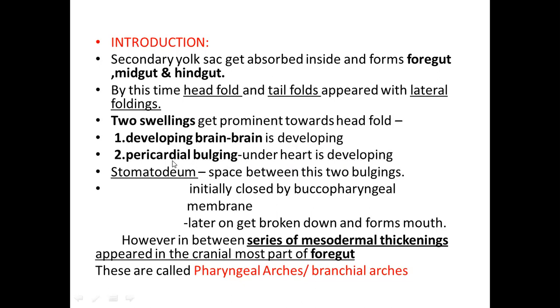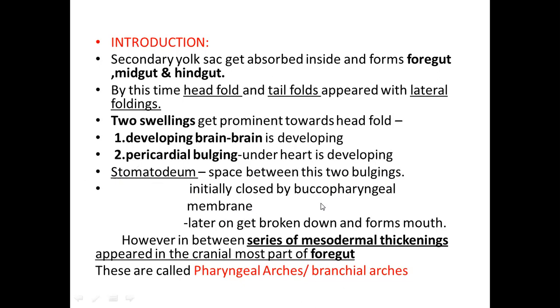Then one structure automatically forms there, called the stomatodeum. What is it? It is the space between these two bulgings, initially closed by the buccopharyngeal membrane. We have seen this buccopharyngeal membrane. So the space it closes is the stomatodeum. Later on, this buccopharyngeal membrane gets ruptured or broken down, and it communicates the mouth with the rest of the GI tract.